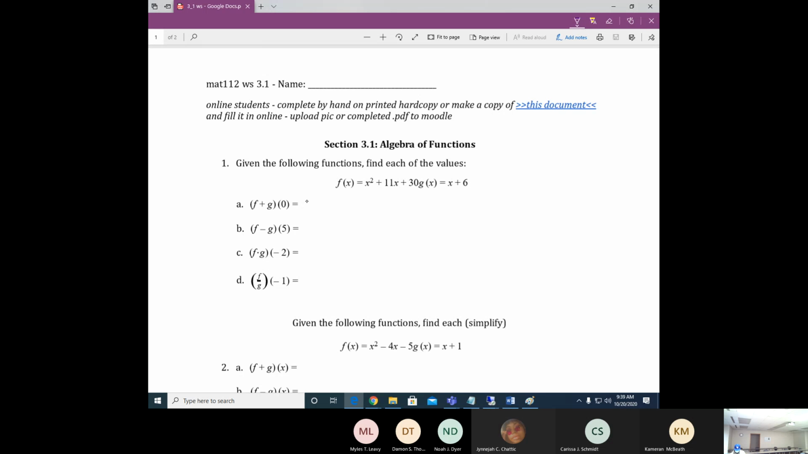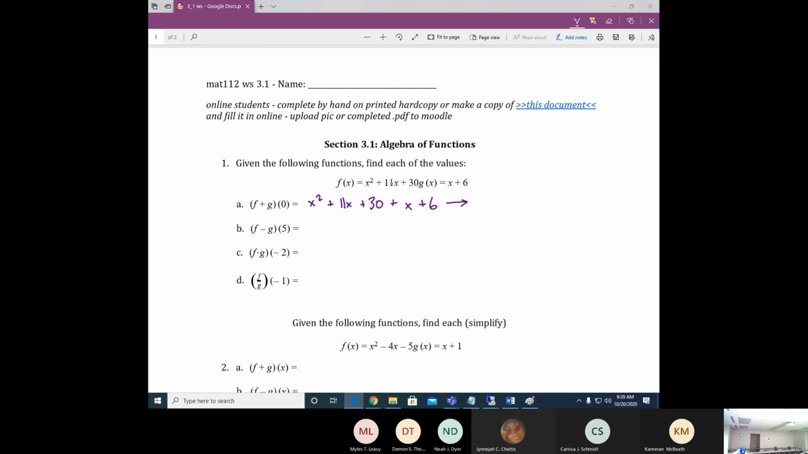Okay, so f plus g, if I have this as f and this is g, well, this is a lot simpler than composition. It's just simply x squared plus 11x plus 30 plus g, which is x plus 6. F plus g is easy, but they've even made it easier. I don't even have to do this whole equation. I can just set a value of 0 for x and do it an even easier way.